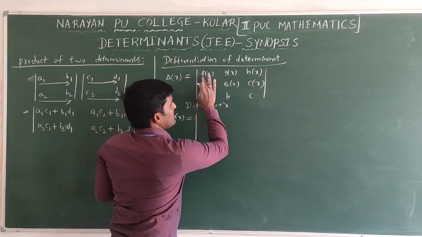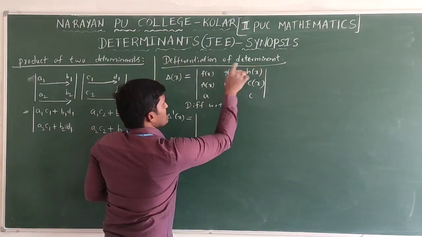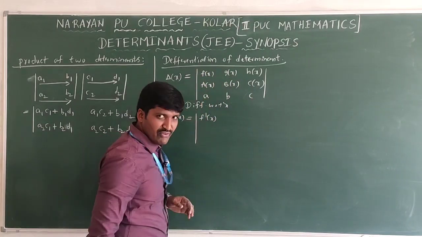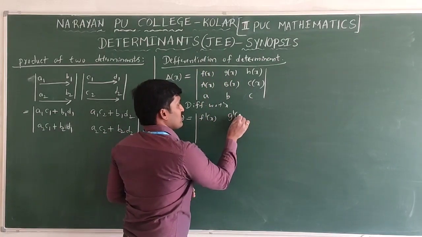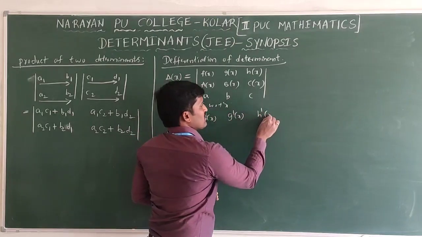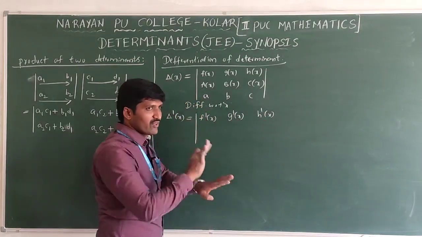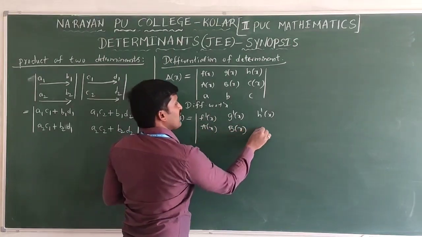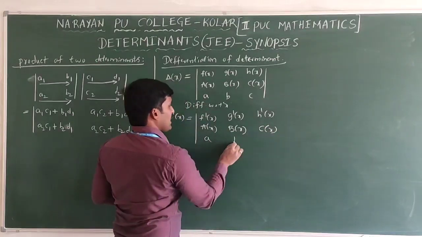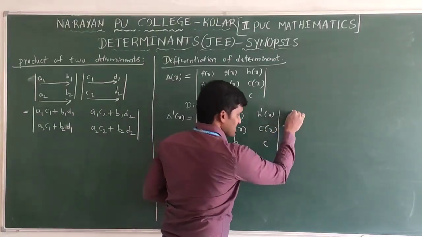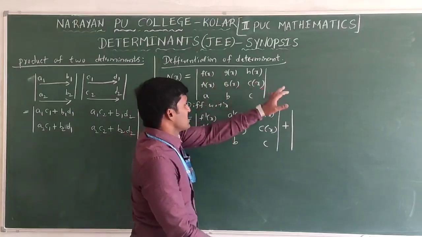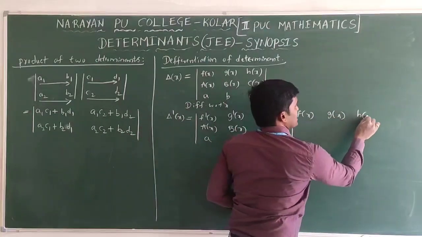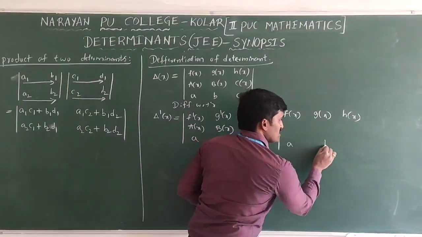Now the first row we need to differentiate. Only the first row means what? Derivative of the first row. The derivative of f of x is f dash of x. The differentiation of g of x is g dash of x, h dash of x. Second row, third row I am not differentiating. They remain as is. A of x, b of x, c of x. A, b, c. Plus. Now the first row as it is we need to write. F of x, g of x, h of x. Third row also no changes.